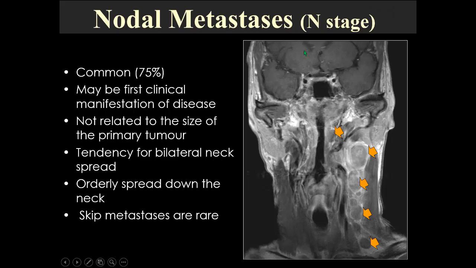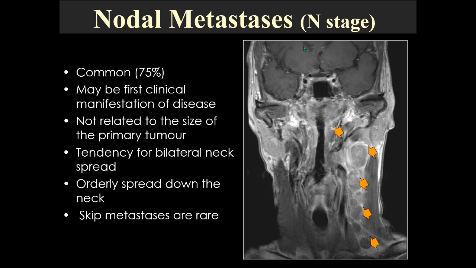So nodal metastases, they're very common. About 75% may present with nodal metastases because the nasopharynx is a silent area, often causing no symptoms until late. So it may be the first manifestation of disease. It's not related to the size of the primary tumour. You can have a tiny tumour and huge nodes, or you can have a huge tumour going into the skull base and no nodes.